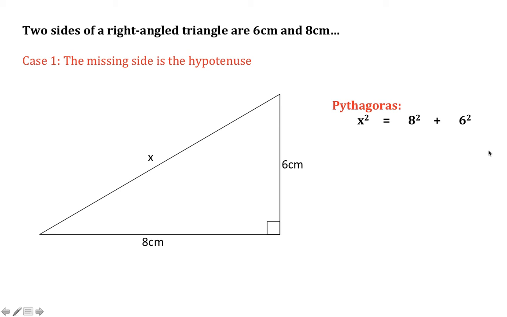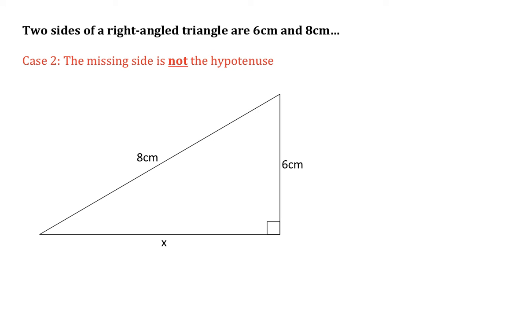So x squared equals 8 squared plus 6 squared, or in other words, 64 plus 36, because 8 squared means 8 times 8, and 6 squared means 6 times 6. So x squared equals 64 plus 36, which is 100. X squared equals 100, so x equals the square root of 100, which is 10. So that's the first case. If the missing side is the longest one, then it would be 10 centimeters.